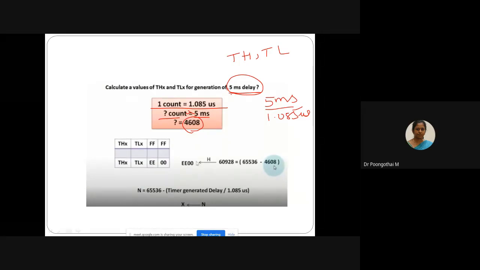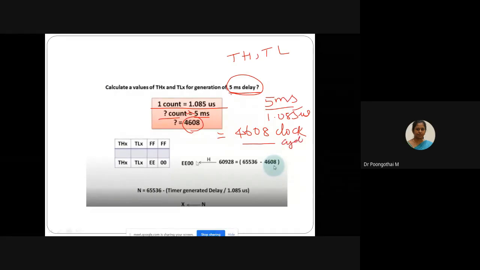So first you divide 5 millisecond by 1.085 microsecond, and you will get 4608 clock cycles. So this many clock cycles are required in order to generate a 5 millisecond delay. That is the meaning of clock cycles. So this many clock ticks are required for the timer to reach the maximum value.